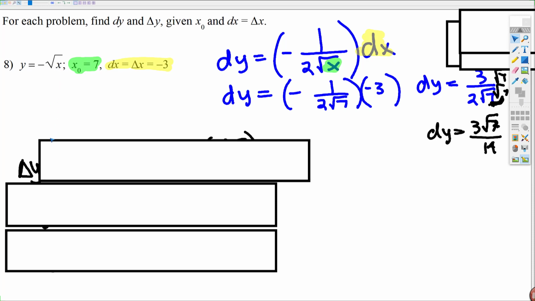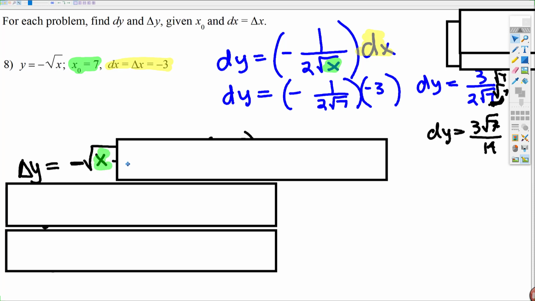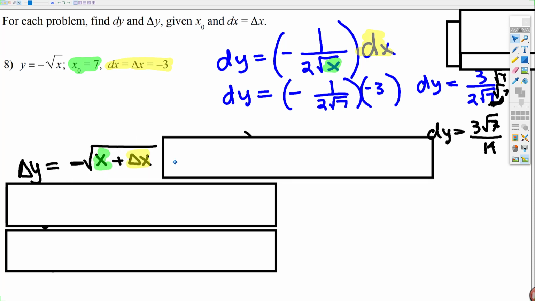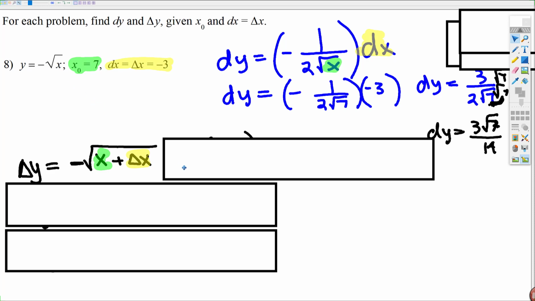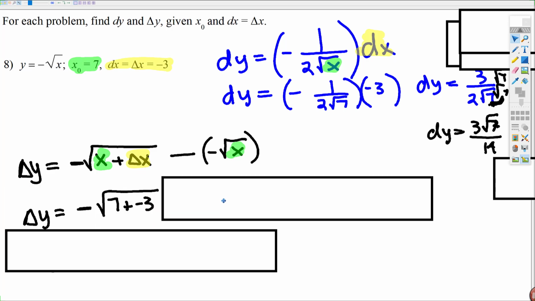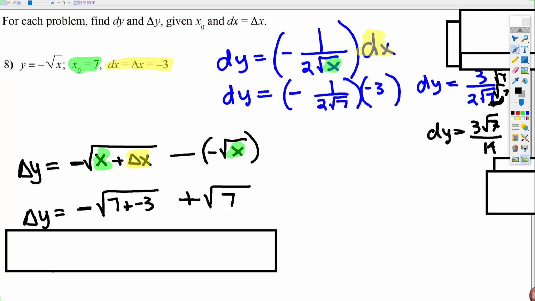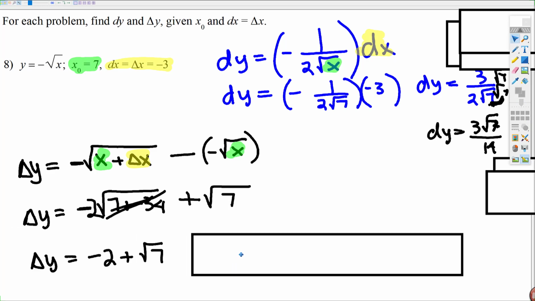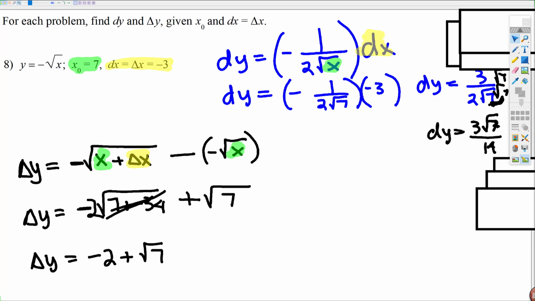All right, so now we're going to find the delta y. Everywhere there's an x, you put plus delta x, so it's negative square root x plus delta x, subtract the original, which is negative square root of x, and then you substitute the numbers. Where the x's are, you put a 7. Where the delta x is, you put a negative 3. So we're going to do that here. Well, notice 7 plus negative 3 is 4. The square root of 4 is 2. So the delta y is equal to negative 2 plus root 7.